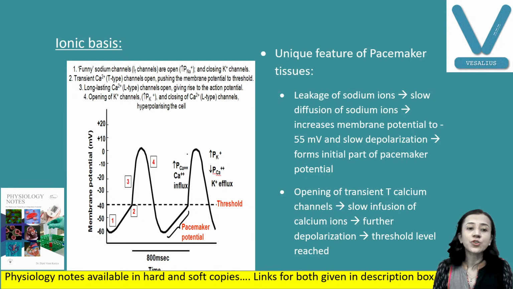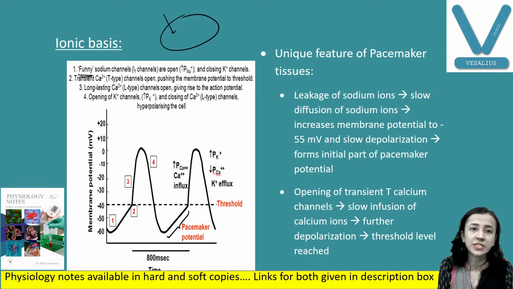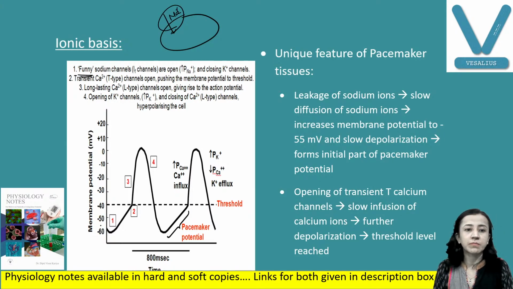Now, pacemaker tissues have a unique feature as we have discussed. Here there is leakage of sodium ions. You can see here at number 1, there are funny sodium channels. So leakage of sodium ions causes slow diffusion of sodium ions inside the SA node fiber in the resting state. When these positive sodium ions enter inside, the membrane potential becomes less negative, so it becomes minus 55 millivolt, and the slow depolarization forms the initial part of the pacemaker potential.